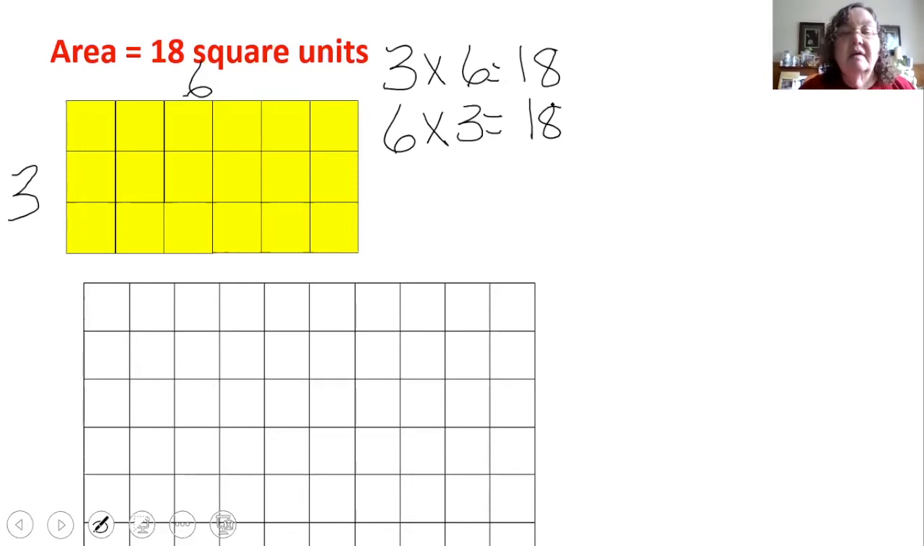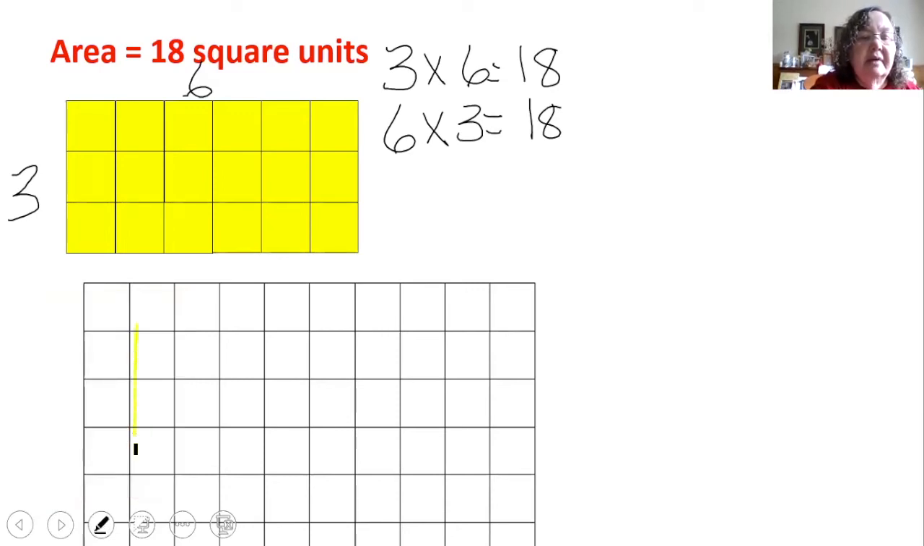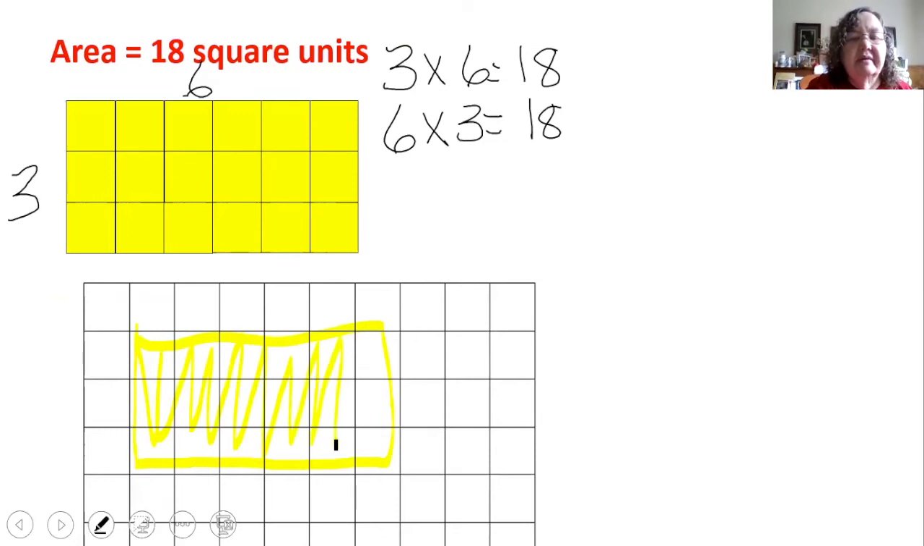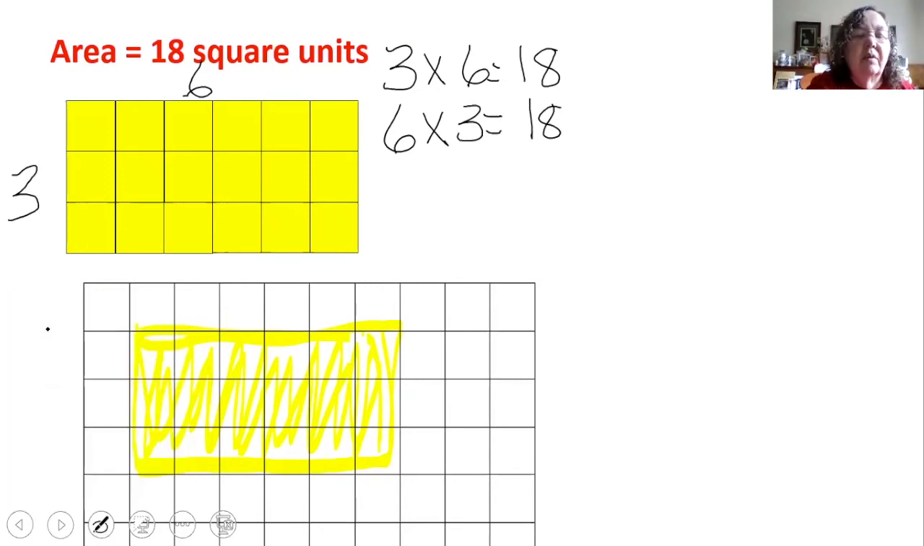Wonderful. Well, I need to show what I did on my grid. So there's 3, 1, 2, 3, 4, 5, 6. There, I'm going to make sure that I drew it onto the grid because I always want to represent what I did with my manipulatives, which are my square units that I'm using. So now let's go back and let's talk about what we have.